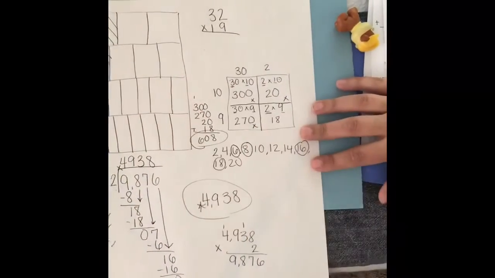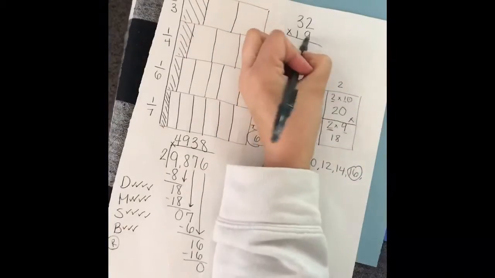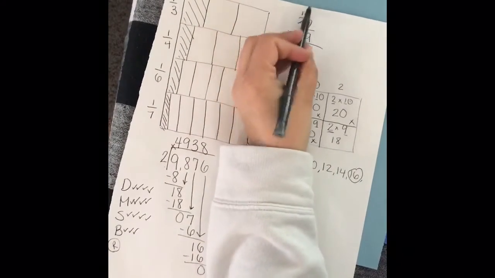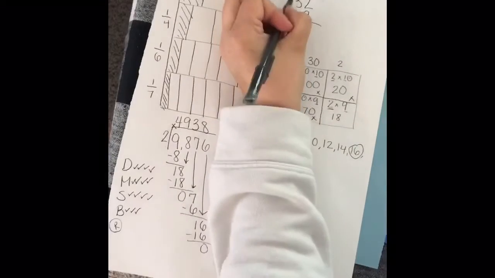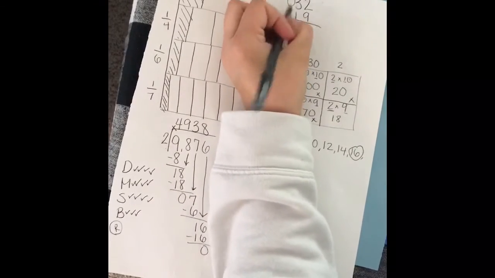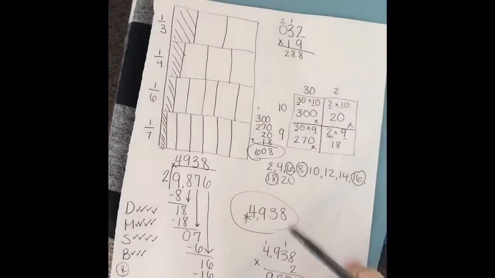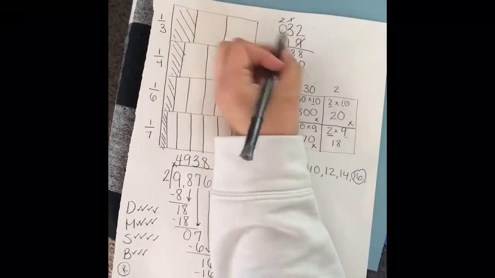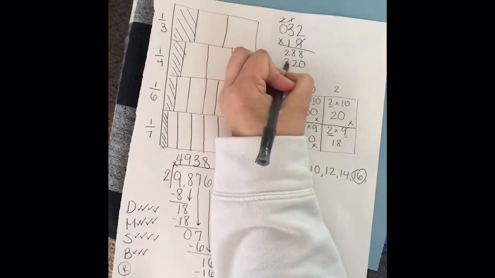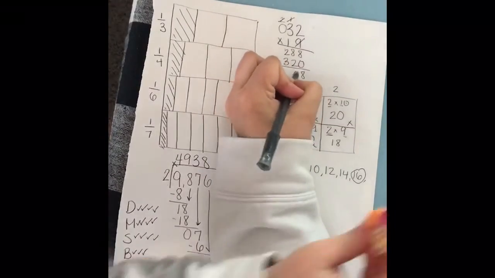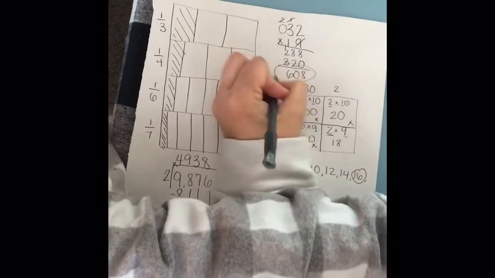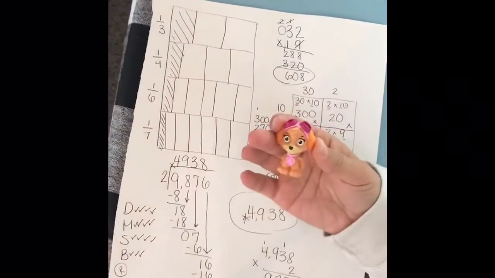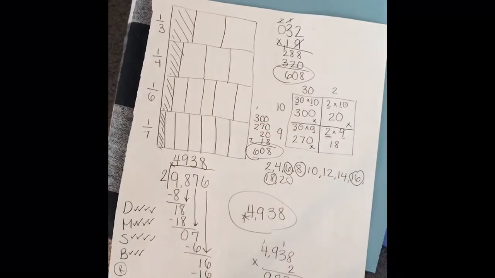I'm going to double check using the standard algorithm. Standard algorithm, 9 times 2. 9 times 3 is 27, plus 1 is 28. Now we are going to kill the captain, drop the bomb, sweep the deck. 1 times 2 is 2, 1 times 3 is 3. Go ahead and add them up. Ooh, lovely. We got 608, and Michael even brought us Sky from Paw Patrol.